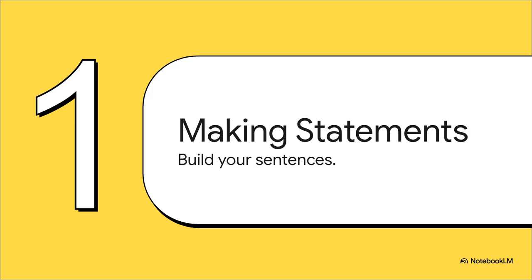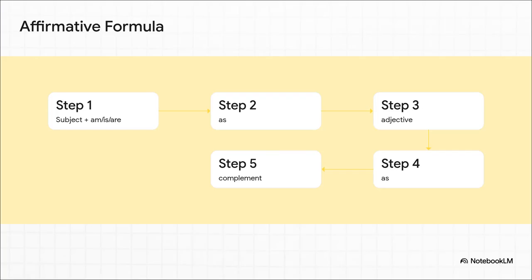We're going to see exactly how to build full sentences with this formula, and we'll start with the positive statements. Think of the positive formula like a super simple recipe, just 5 easy steps. First, you've got your subject and the verb, right? Then you add as. Step 3, you drop in your adjective. Step 4, you add as again. And finally, you finish with whatever you're comparing it to. And that's it. Simple as that.